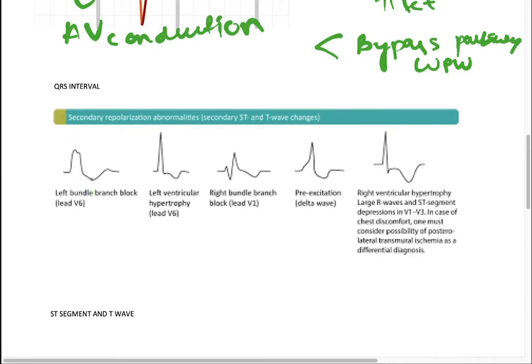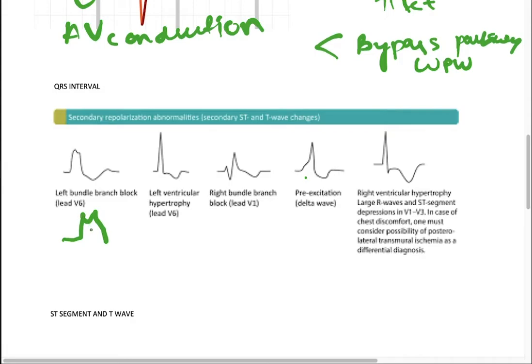Then QRS pathologies. QRS means ventricular depolarization. So all ventricular pathologies can be found out by looking at the QRS wave. Right, as you can see, there is right ventricular hypertrophy, left ventricular hypertrophy, left bundle branch block, right bundle branch block, and pre-excitation. If you look at the left bundle branch block, it looks like an M, right? Looks like an M. So why does it look like this?